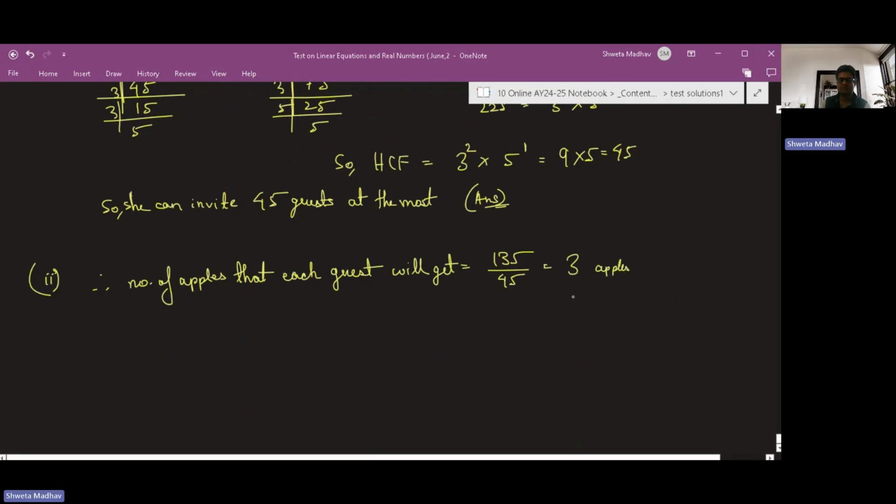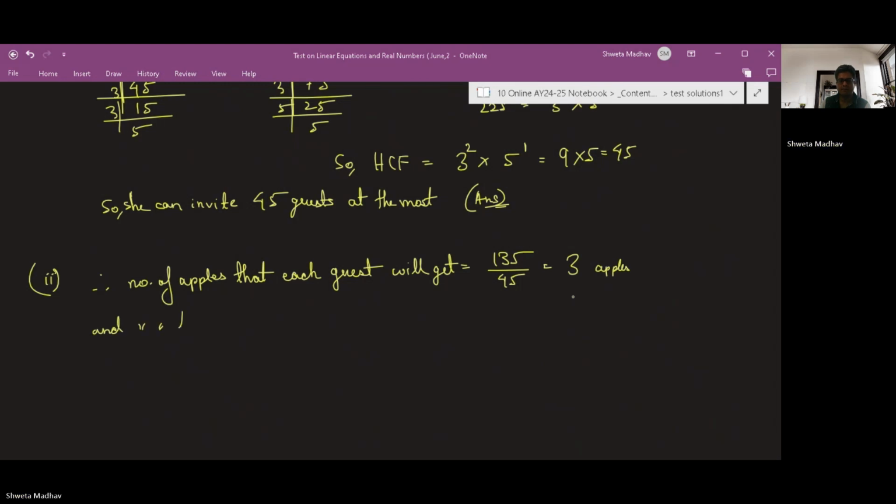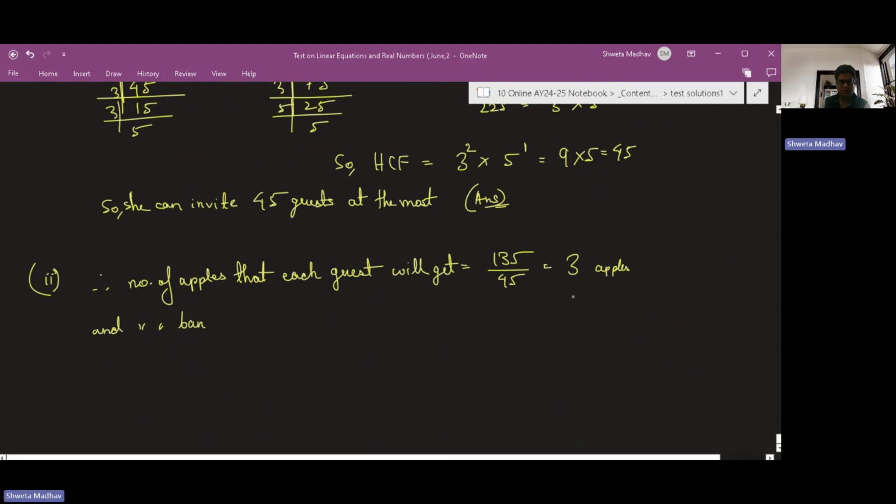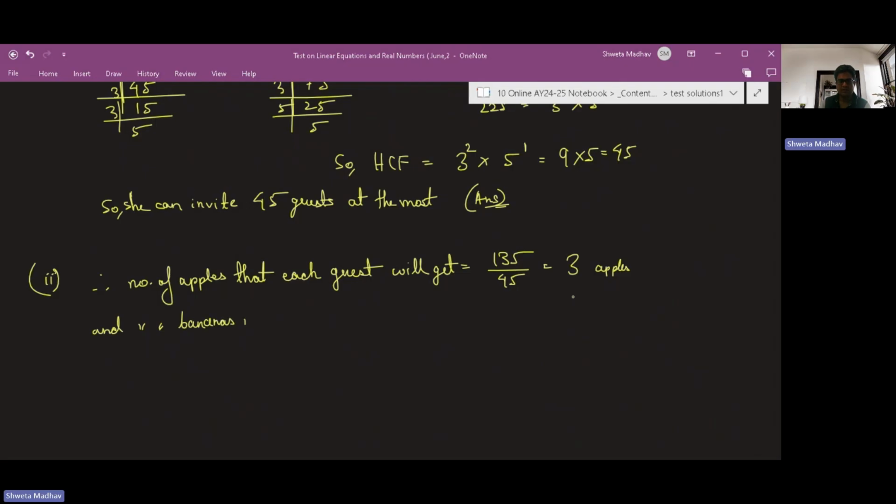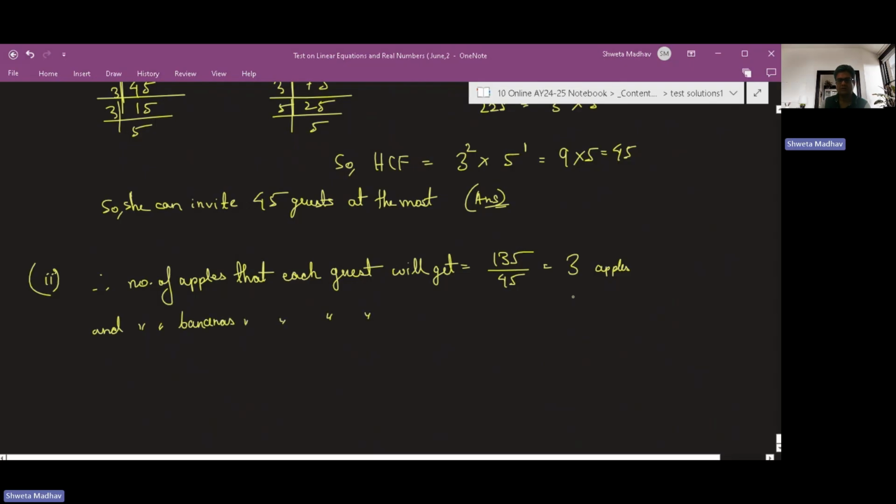Each guest gets three apples, and the number of bananas that each guest will get will be equal to 225 divided by 45. So that will be equal to 5 bananas. So each guest will get 3 apples and 5 bananas. This is the answer.